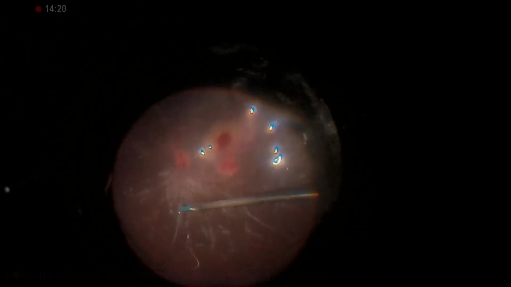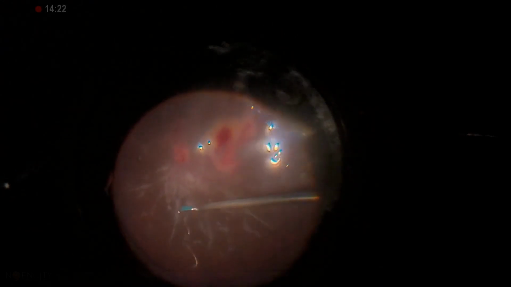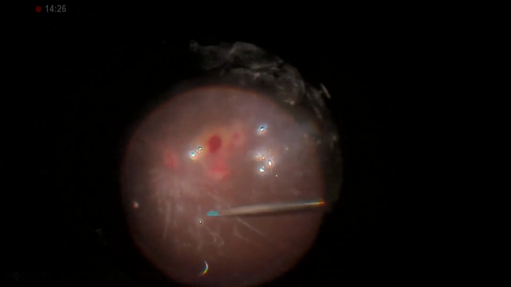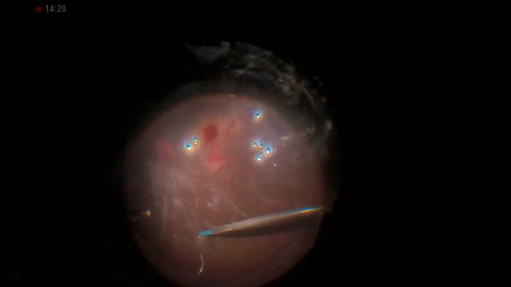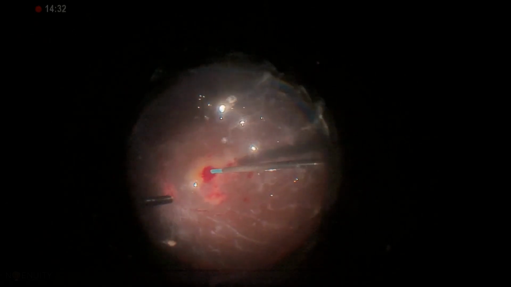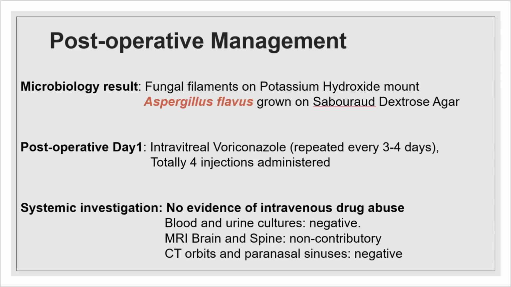KOH mount of the vitreous biopsy showed fungal elements, and subsequently growth came to be Aspergillus flavus. All attempts were made to look for a systemic focus. There was no evidence of intravenous drug abuse. Blood and urine culture, MRI brain, spine and paranasal sinuses were negative.